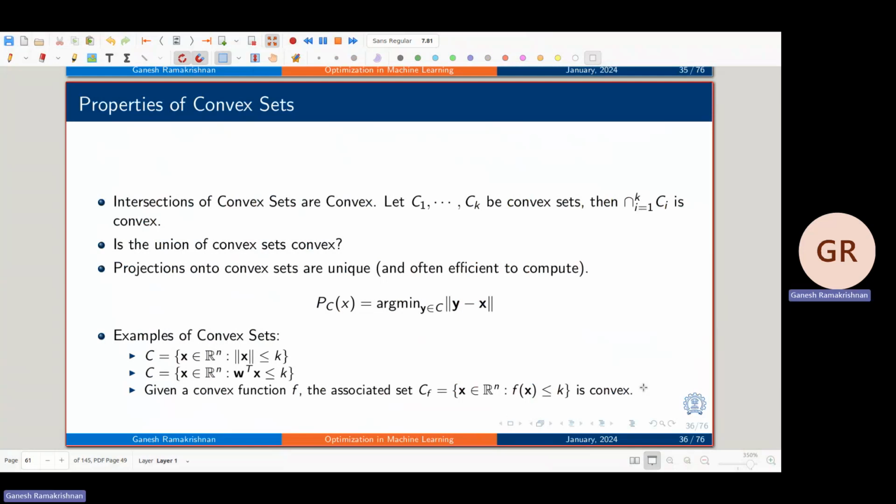Is a union of convex sets convex? If I take this one and this one, the union need not be convex. Because you'll have a problem. If you have a line segment like this, right? It won't necessarily lie within the set. So the union need not be convex.